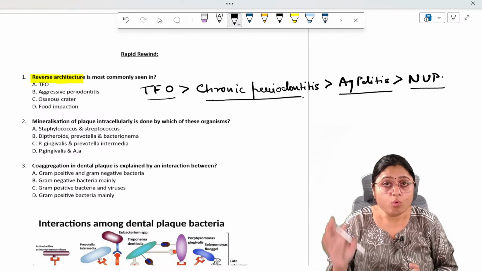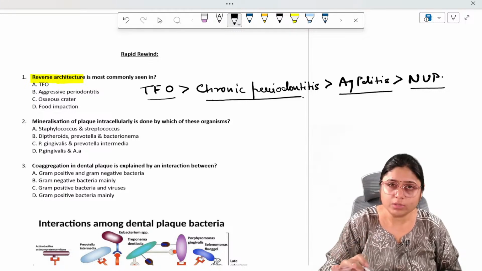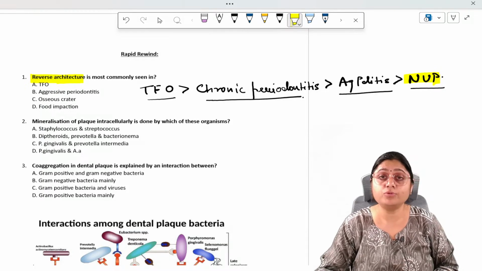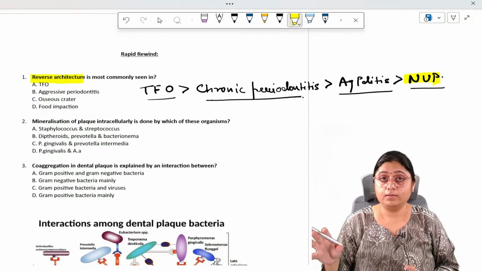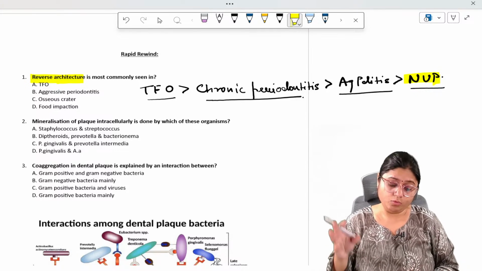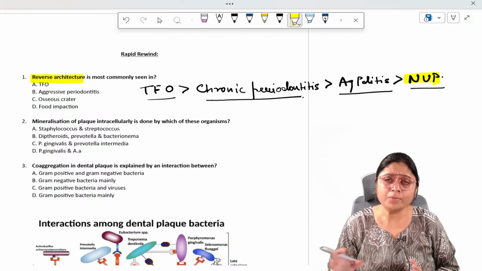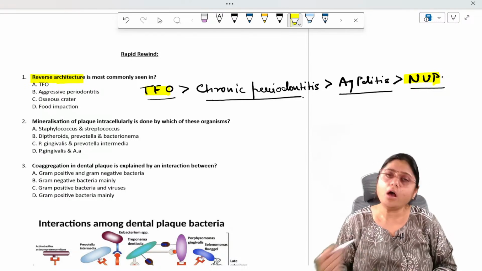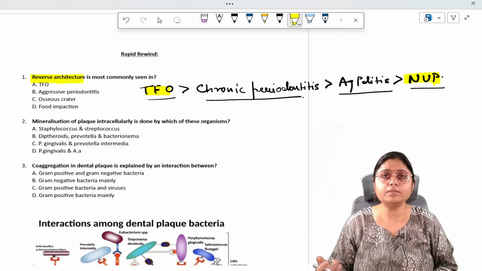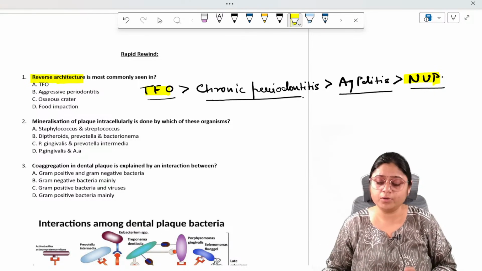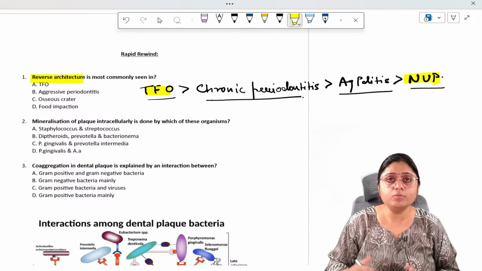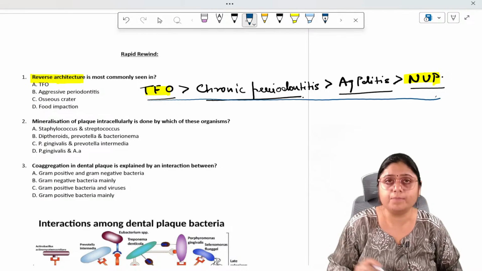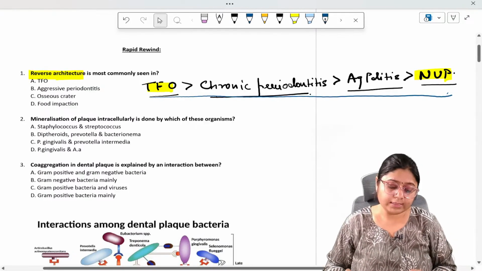In some old South Asian edition of Carranza, necrotizing ulcerative periodontitis is given as the periodontal disease most commonly showing reverse architecture. But no guys, it is trauma from occlusion. After that, if chronic periodontitis is given in the options and TFO is not given, then it will be chronic periodontitis. So your answer will be in this order only. Okay, now the next question.